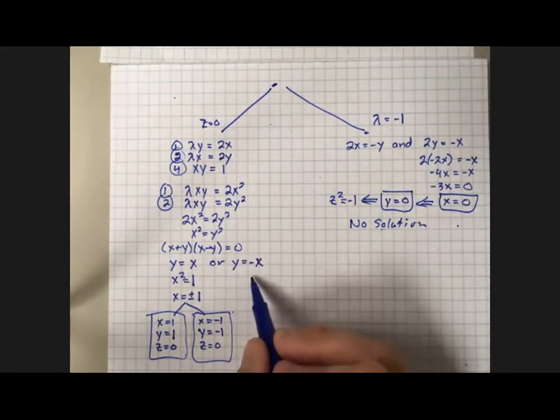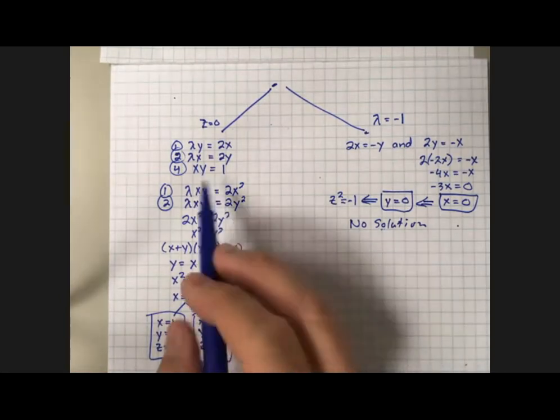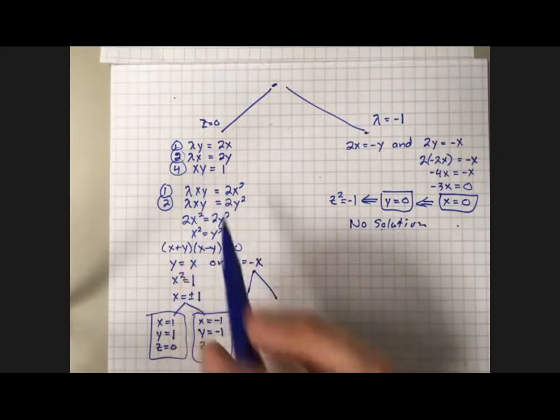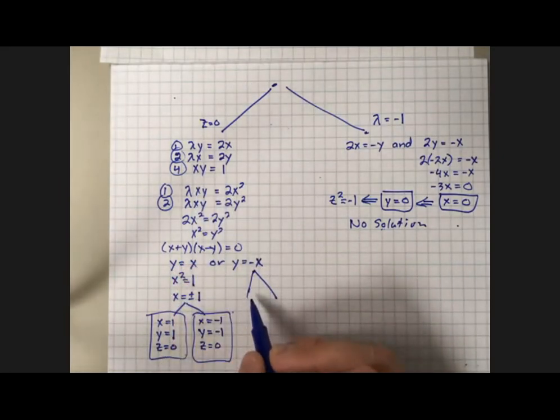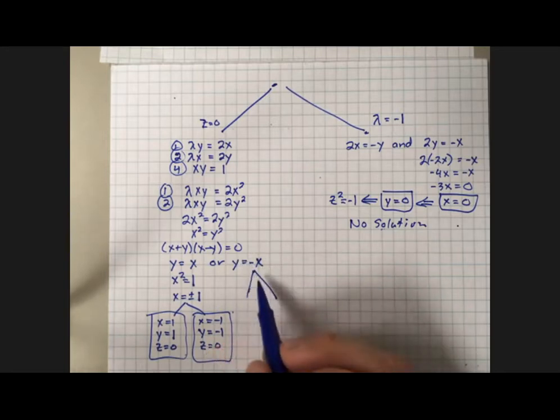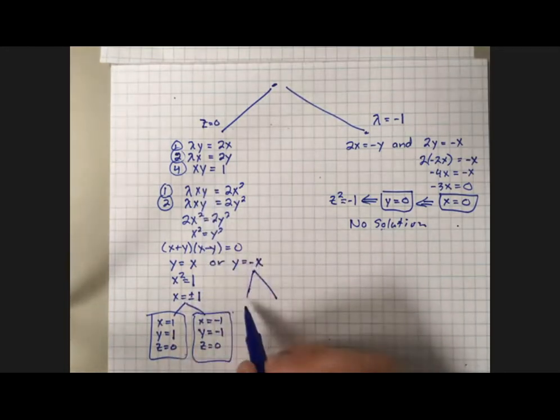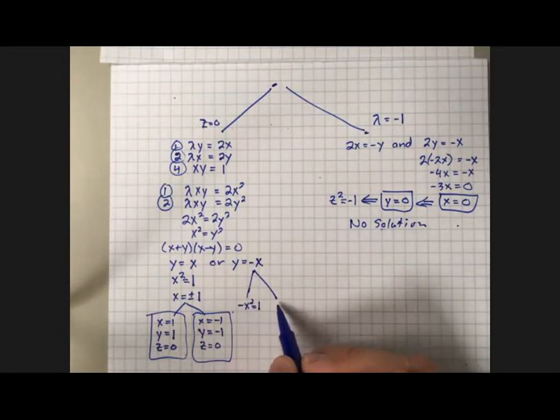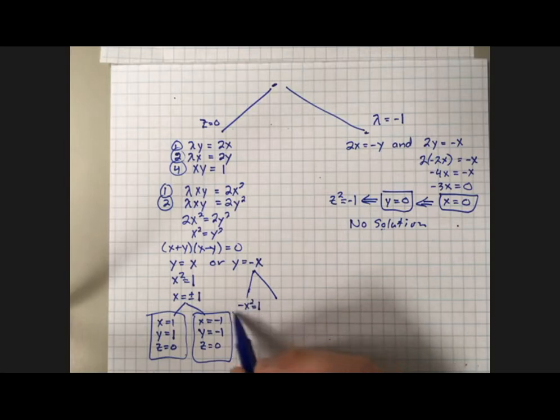But do you see, I've also got two branches right here. If y is minus x, then what happens in this equation? If y and x are opposite, don't I have things to examine over here? Well, think about it for a second. If y and x are opposite, then minus x squared is 1. And again, I run into the same problem I had before. This is not a real number solution.